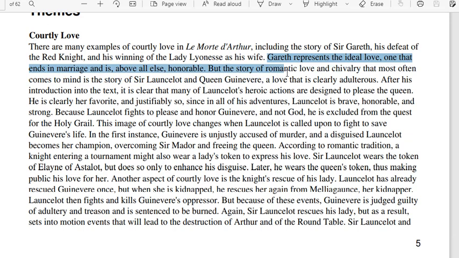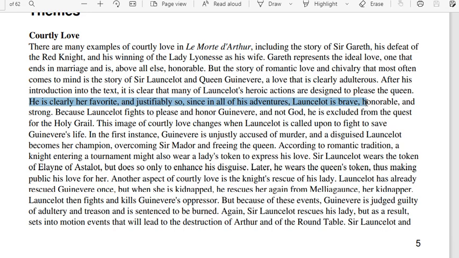But the story of romantic love and chivalry that most often comes to mind is the story of Sir Lancelot and Queen Guinevere, a love that is clearly adulterous. After his introduction into the text, it is clear that many of Lancelot's heroic actions are designed to please the queen. He is clearly her favorite, and justifiably so, since in all of his adventures, Lancelot is brave, honorable, and strong. Because Lancelot fights to please and honor Guinevere and not God, he is excluded from the quest for the Holy Grail.